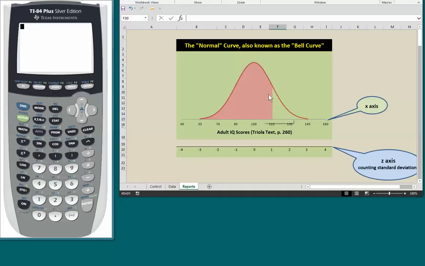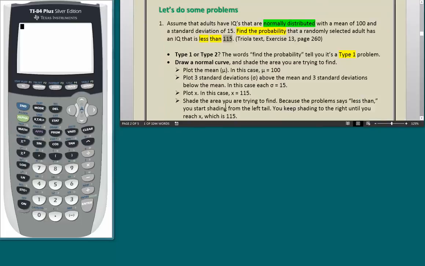Because it says less than, your shaded area goes all the way into the left tail. And because it says less than 115, your shaded area stops when you get to 115. And we're going to find out how big this shaded area is, given that the total area under the curve is 1. So here, if we look at the words, this we've already done. It says shade the area you are trying to find. Because the problem says less than, you start shading from the left tail. You keep shading to the right until you reach x, which is 115. And that's what we did.